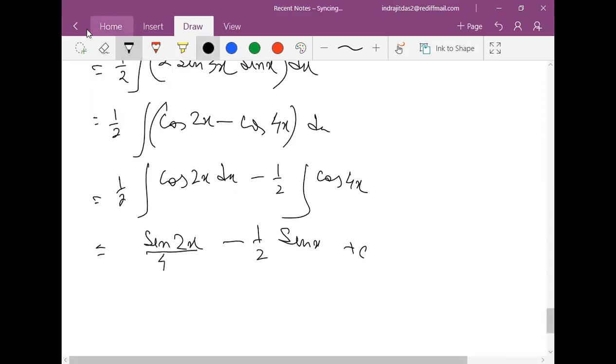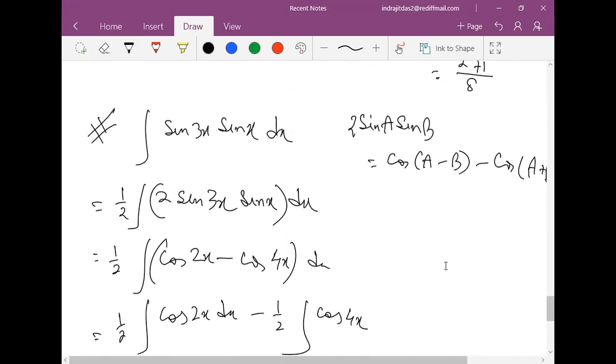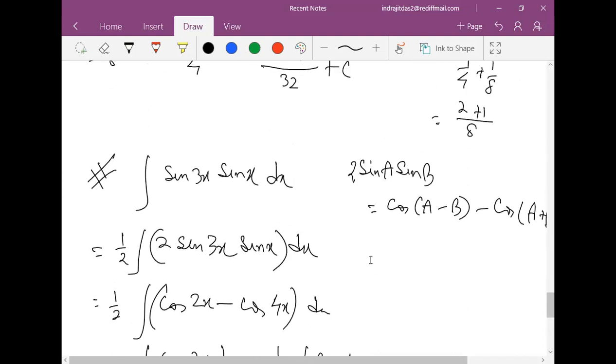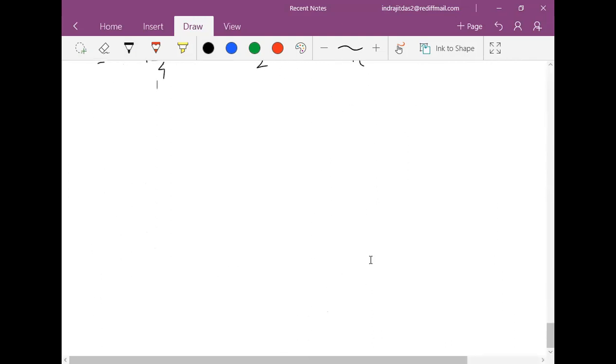So this type can be something else, like sin a sin b, or cos a cos b, where the cos a cos b formula is cos(a plus b) minus cos(a minus b). So we have 4 formulas: sin a sin b, cos a cos b, sin a cos b, cos a sin b. There are 4 types of problems, and all are of this kind. I have shown you one type, sin a sin b. It can be cos a cos b, cos a sin b, or sin a cos b. 4 cases.